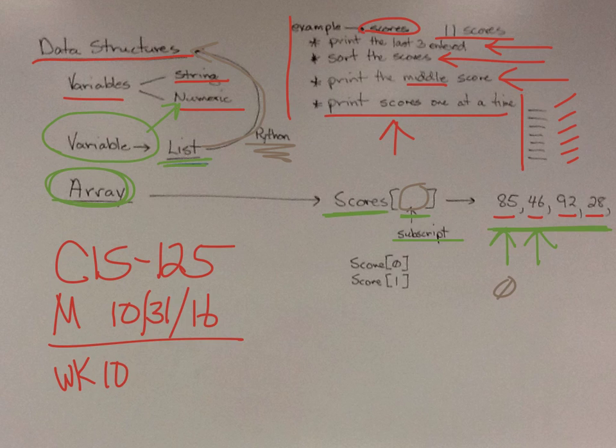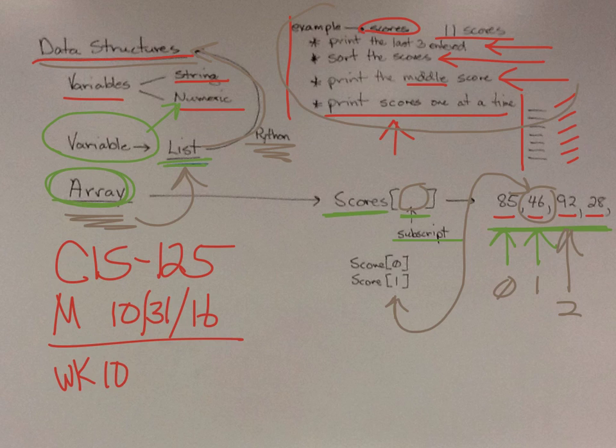For example, most arrays start this way: 0, 1, 2, okay? So score sub 1 would be 46. All right. So we have the concept of arrays, and we can apply that using a list data structure from Python to do this problem. All right, so let's take a look at that.